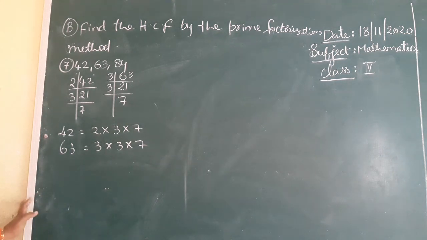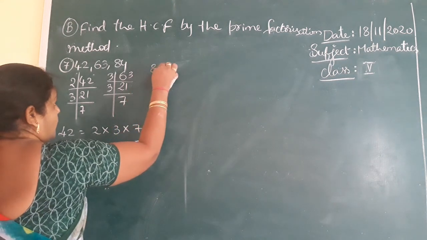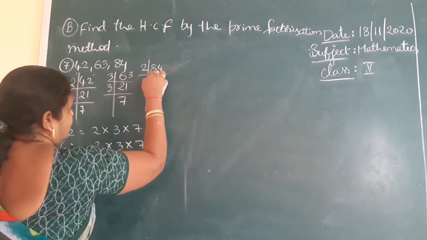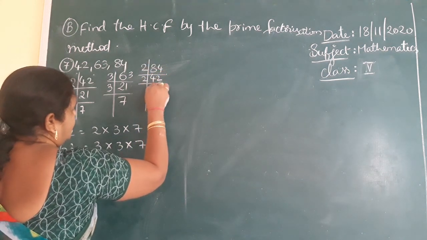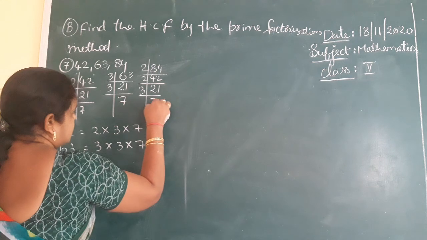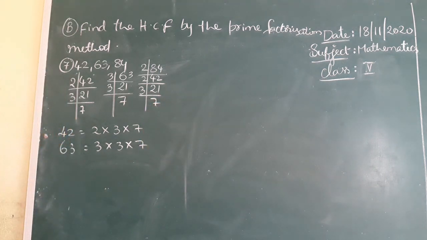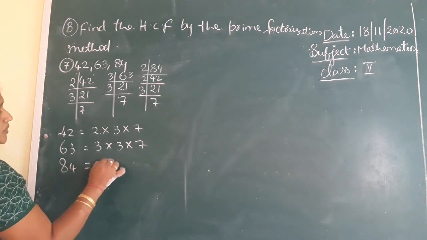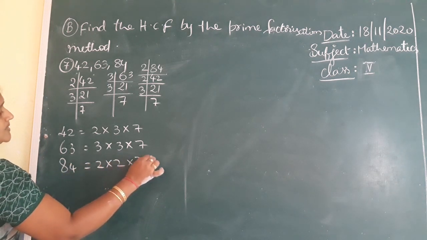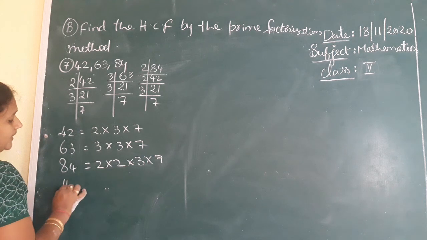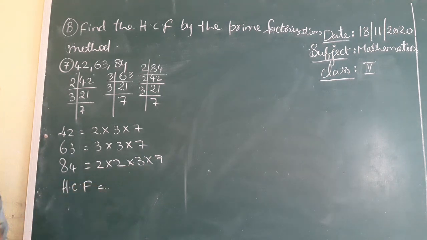Next 84. What are the factors of 84? 2 ones, 3 sevens. Okay, now write the factors of 84: 2 into 2 into 3 into 7. Now we are writing the HCF. How will we write the HCF? By circling the common prime factors. Common prime factors in those three numbers. Which are common in those three?